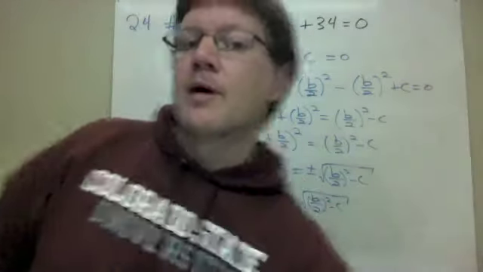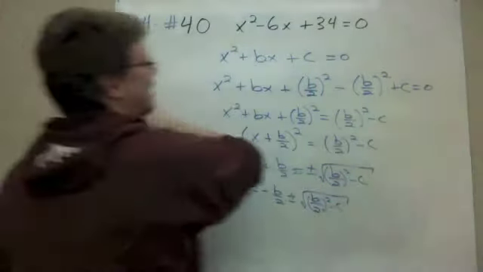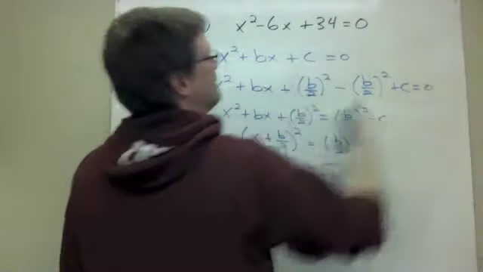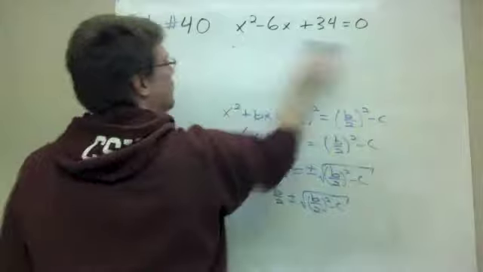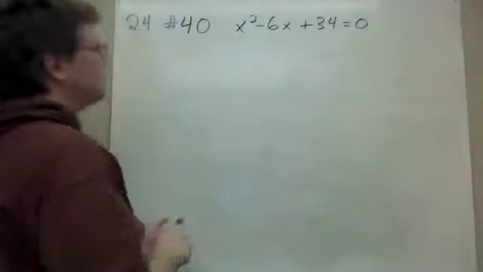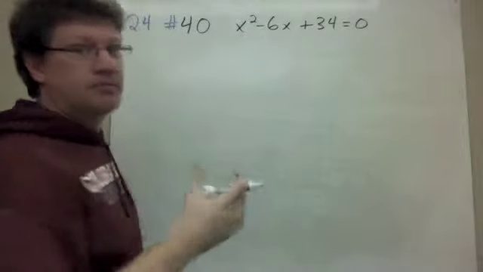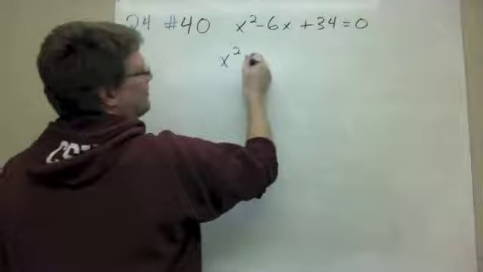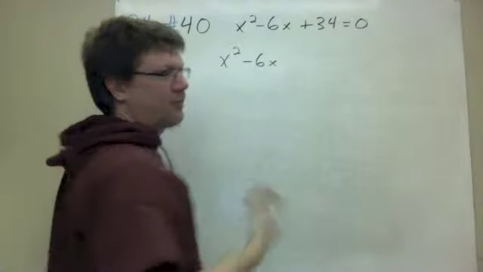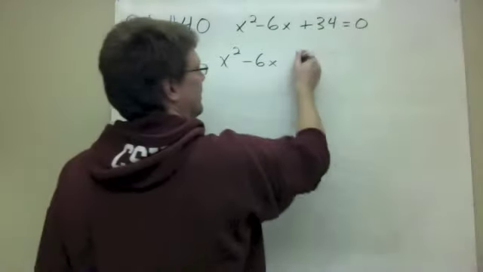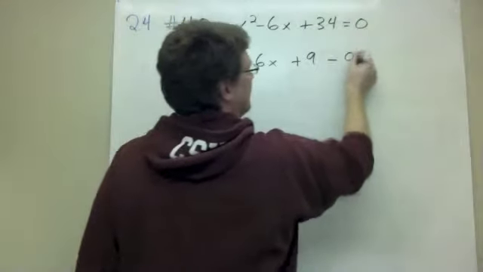For this particular problem, the b that we have is equal to 6. So our b over 2 is going to be 3. So we're going to take 3, square it, add it, and subtract it. So x squared minus 6x. Well, minus 3 squared is the same thing as 3 squared, a minus times a minus, right? So we're going to get a plus 9 and a minus 9.